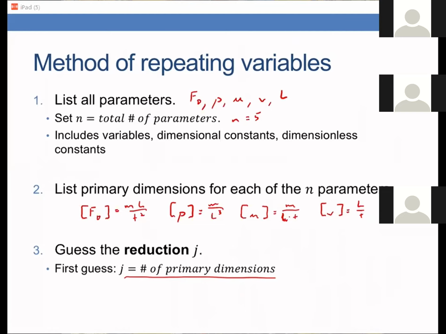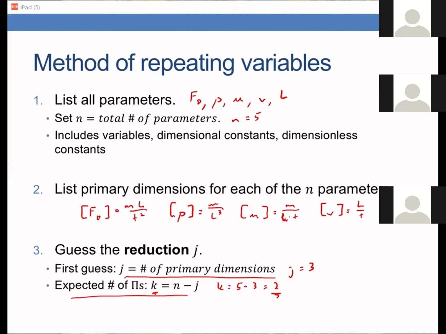Okay. So I'm going to guess J is equal to 3. Why is it called the reduction? Because the expected number of pi's, we're going to call that K, is equal to n minus J. So in this case, K would be 5 minus 3, which is 2. Okay, so we're going to guess that we need 2 pi's.